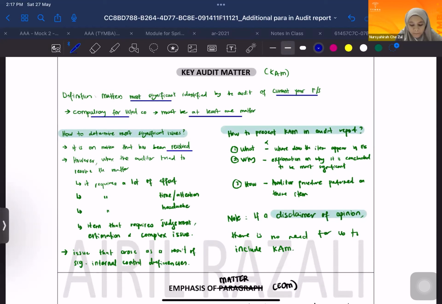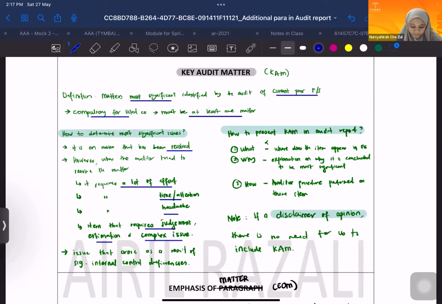Issues has been resolved. Resolved here means that at the end of the day, there is no issue. There's no misstatement. However, when the auditor tries to resolve the matter, it requires a lot of effort, a lot of time and attention, and a lot of headache. And why does it require a lot of effort, time, and headache? It is usually because it requires judgment, estimation, and complex issues.